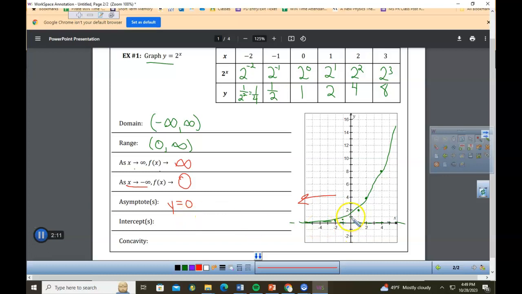Do I have an intercept? Yes. I have a y-intercept at 0, 1, right? And now for concavity. Is this concave up or concave down or neither? Well, it's kind of making a U shape, so that means it's concave up.